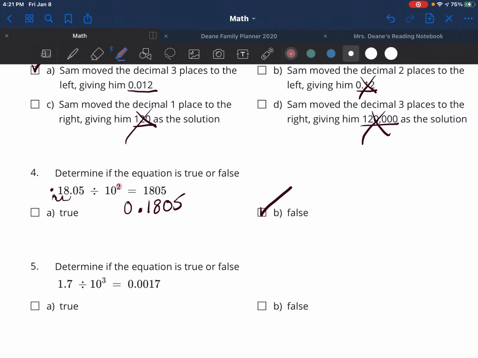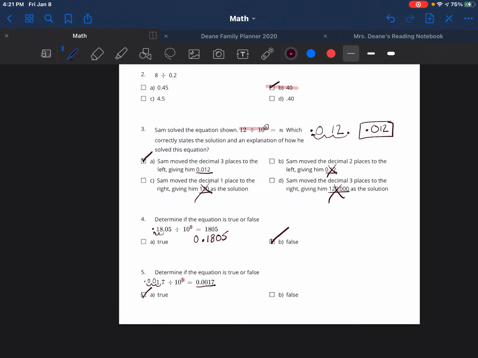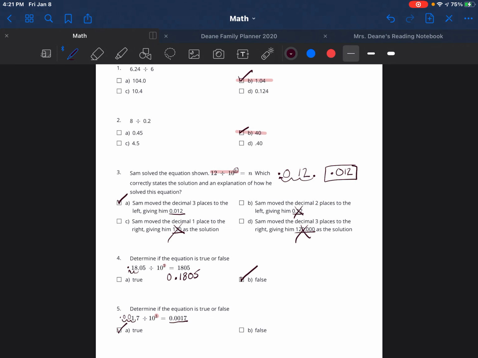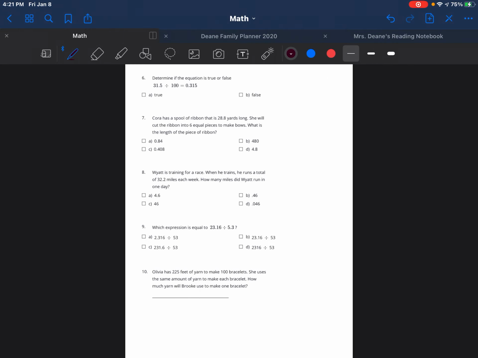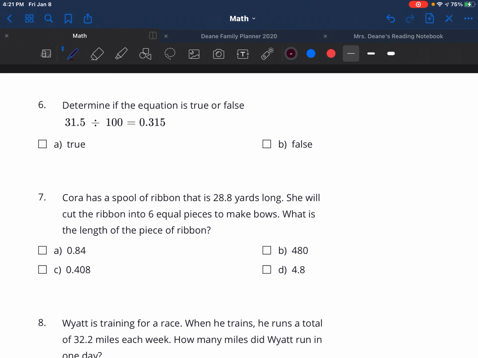The next one is 1.7 divided by 10 to the third power. That means we're moving our decimal 3 places to the left. 1, 2, 3. Fill your blanks. So I should have an answer of 0.0017, which here we do, so this one is correct. You notice that I didn't go to my work paper for problems 3, 4, and 5. There's a reason for that. Because you're just moving your decimal, I don't need to see that, so you do not have to turn in work for those questions. All right, moving on to the next page.